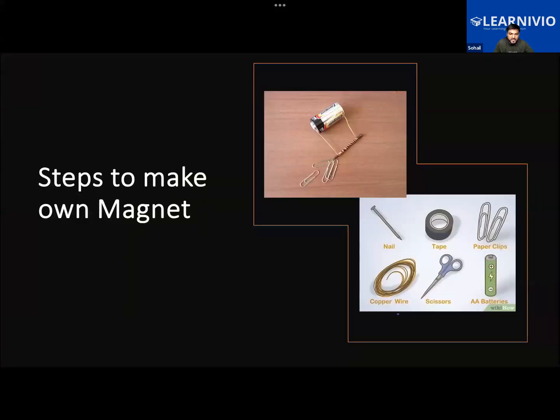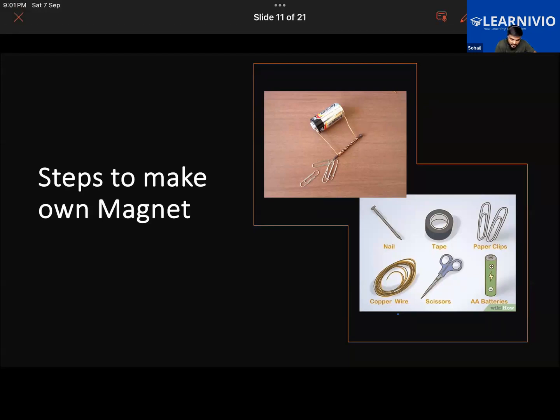Now, here also our aim is to make a magnet, but in a different manner. Here we are making a magnet with the help of electricity. When we make a magnet with the help of electricity, that magnet is called an electromagnet.